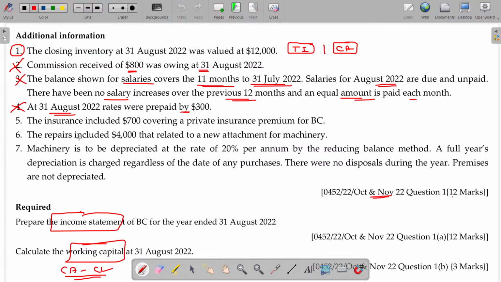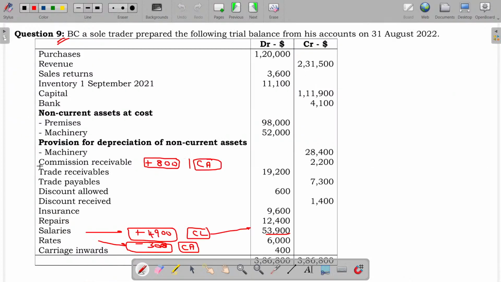The insurance included 700 covering a private insurance premium for BC. Private insurance, personal, it is drawings. So from the insurance you have to subtract the insurance premium. 700 rupees should be subtracted, and this is part of the drawings. So you can add it with the drawings if it is given. As it is not given, we name this the drawings. We can subtract these drawings later on from the capital account.